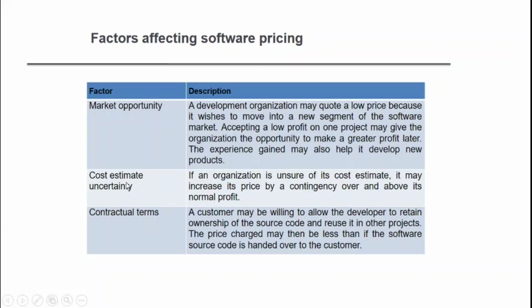The second one is cost estimate uncertainty. If an organization is unsure of its cost estimate, it may increase its price by contingencies over and above its normal profit. Contractual terms: a customer may be willing to allow the developers to retain the ownership of the source code and reuse it in other projects. The price charged may then be less than if the software source code is handed over to the customer.